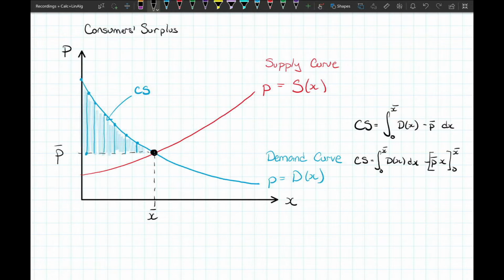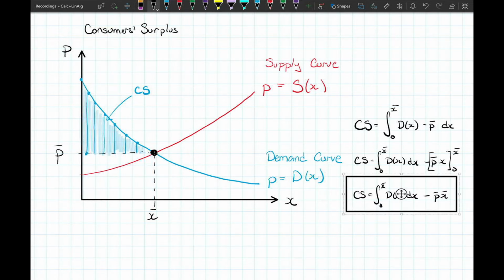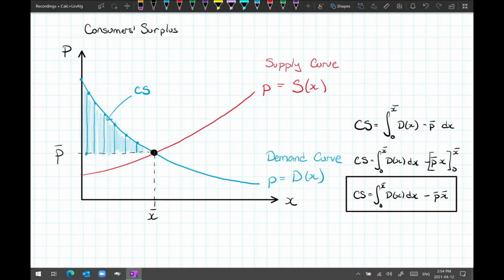Well, plugging in x bar and plugging in 0, that tells us that consumer surplus is the definite integral from 0 to x bar of our demand function minus the product of equilibrium price and equilibrium quantity. Hopefully that makes sense, because it's really just the area underneath the entire demand function from 0 to x bar. We are subtracting that little rectangle, which has a height of P bar and a width of x bar, to get the triangular region. And there we have the formula for consumer surplus.